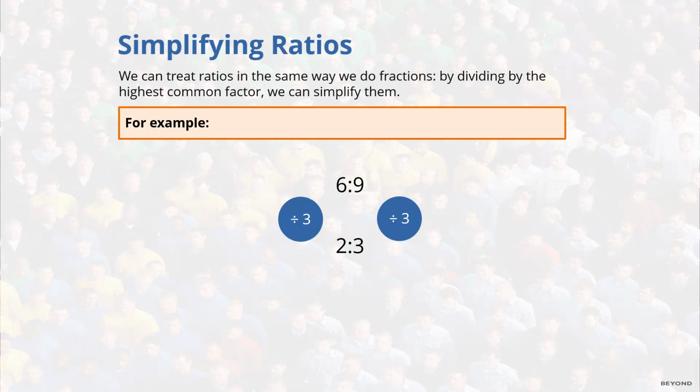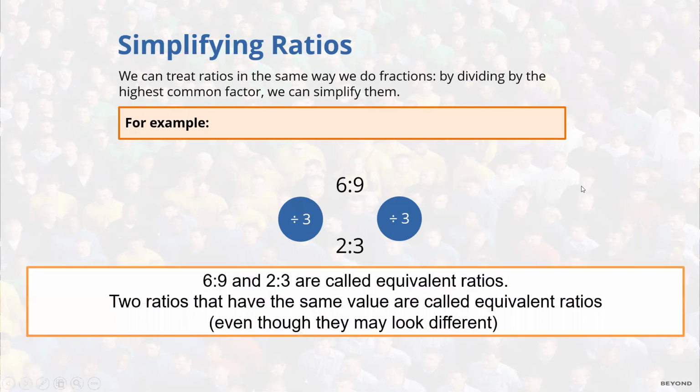All right, next up. 6 to 9 and 2 over 3 are called what? Equivalent ratios. Now, why do we call them equivalent ratios, Martinique? Because they are similar, the same value. Very good. They have the same value. 6 to 9 and 2 to 3 have the same value.